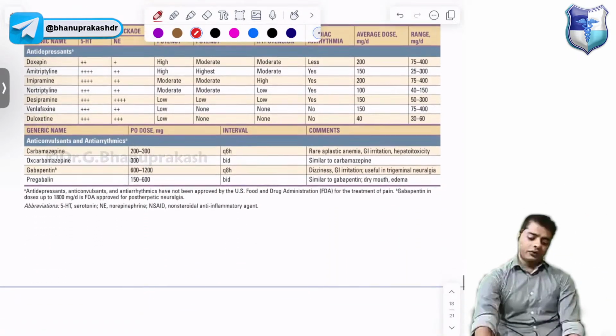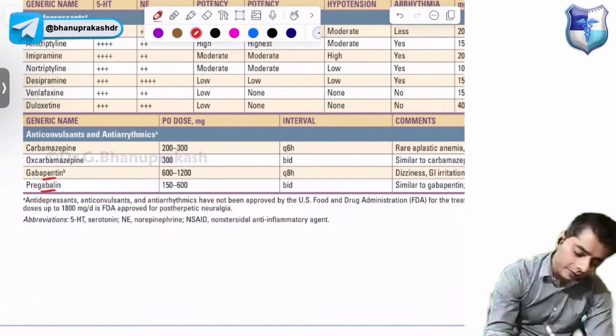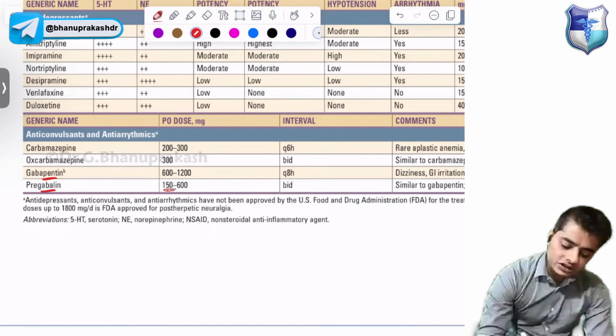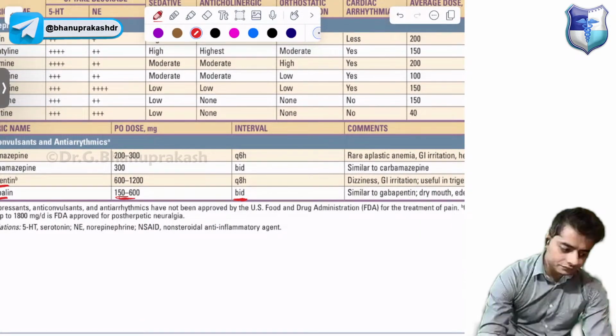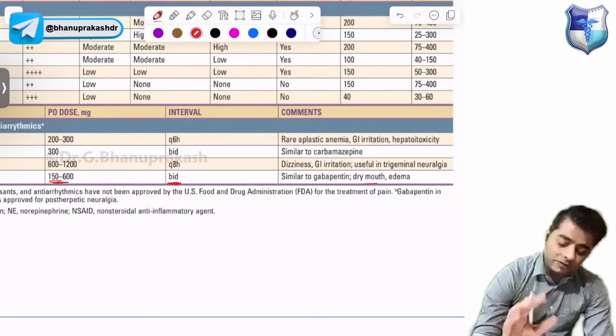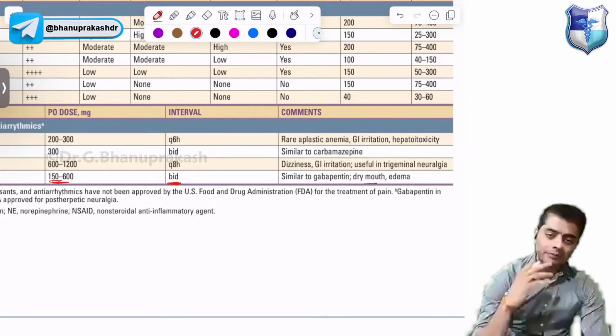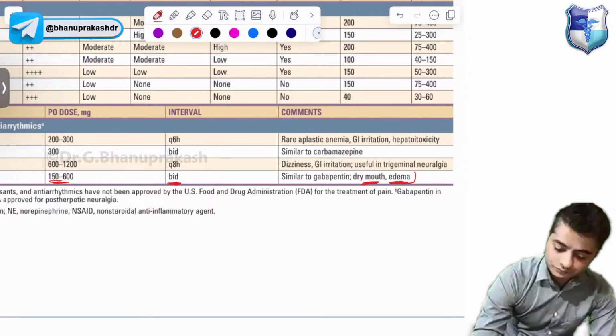Now we'll come to the table. Here we can see that pregabalin and gabapentin are there. The dose is generally around 150 mg to 600 mg BID. You must remember that one of the most important side effects that we generally miss in our OPD when prescribing pregabalin and gabapentin is dry mouth and edema.